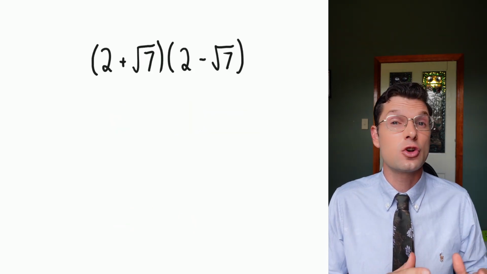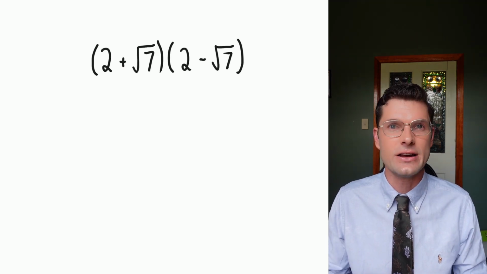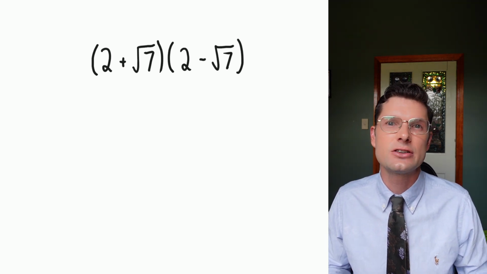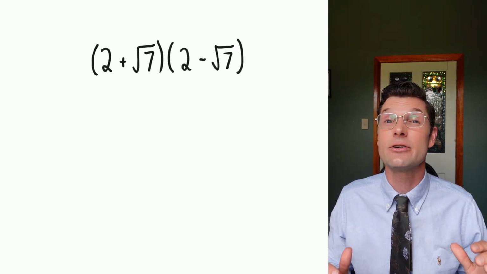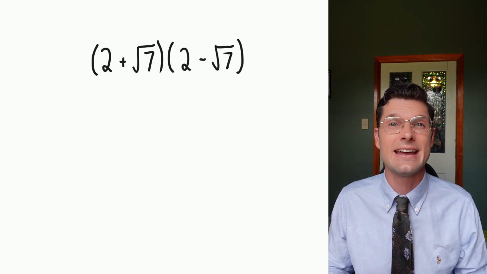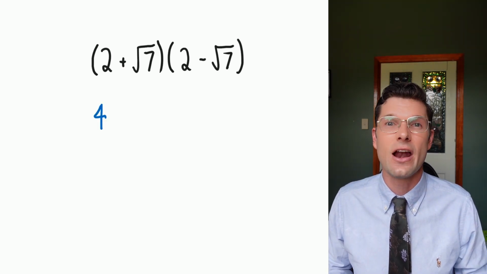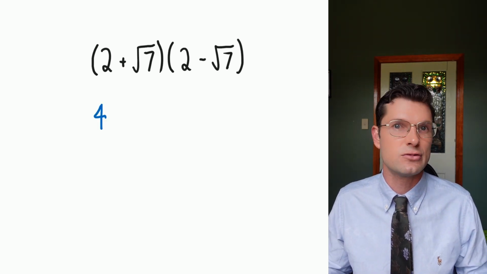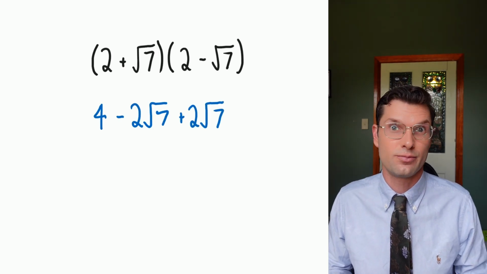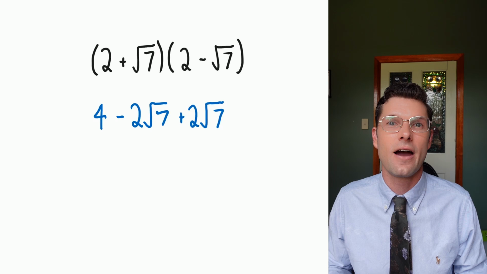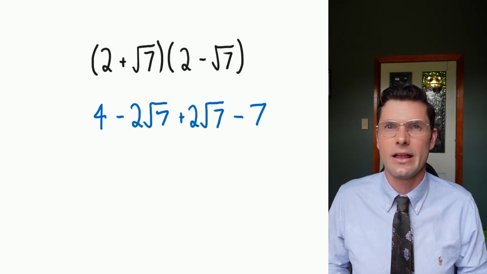Now we've got something that looks almost identical, except the term in the middle is a plus and a minus, not both pluses. So for this one, we're going to come up with an answer that's a little bit weird, and my next video is going to go in detail of why this answer looks so strange. So here I've got to do 2 times 2, which is equal to 4, and then I've got 2 multiplied by negative root 7, so negative 2 root 7. Then the plus 2 root 7 is plus 2 root 7, and finally I've got the two root 7s multiplied together, which is negative 7. Now I've got to collect my like terms.